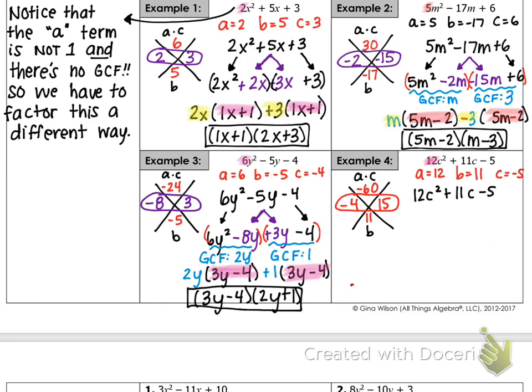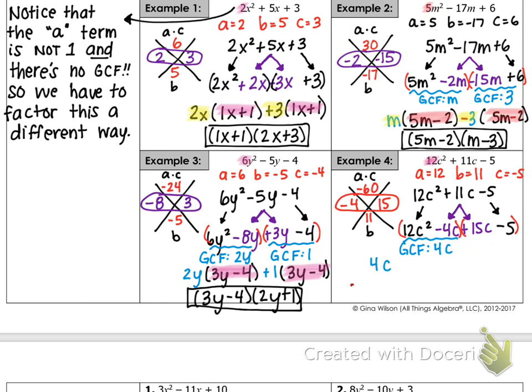Okay, bring your equation down. The first term and the last term drop, and then the middle term splits up into whatever you found here. So negative 4c and 15c. Wrap parentheses around the first two and the last two. We're going to take the GCF of the first half. So 12 and negative 4, well, a 4 can go into both of those. And what about c squared and c? A c can go into both of those.